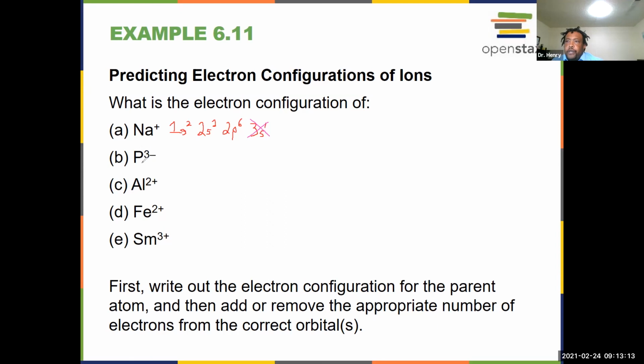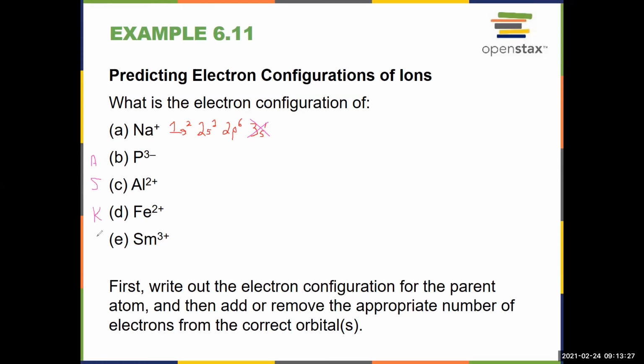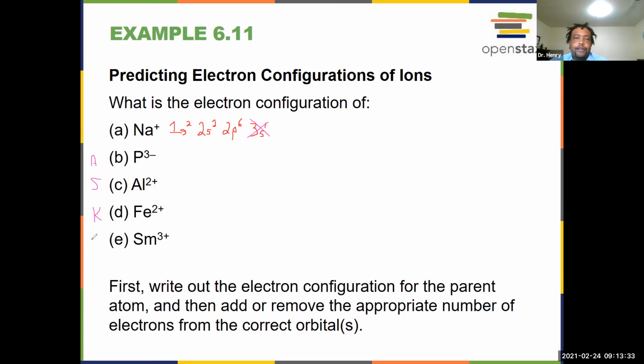So if we have P3 minus, what would be the electron configuration for that? We'll have Abby do this. And then Selena. And then Cassie. Okay. Oh, you're driving. Okay. So then, Cassie, you get a pass this time. Okay, sorry. So then we'll have Abby and Selena.